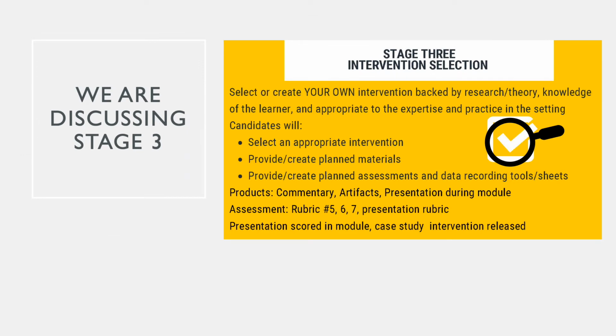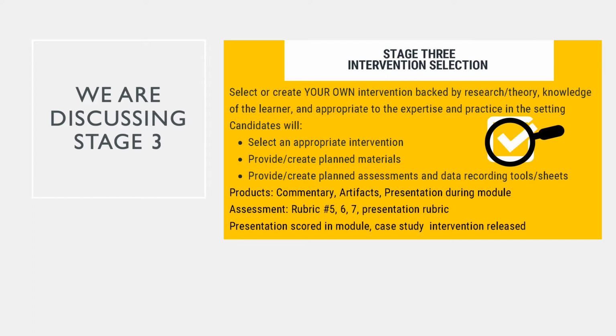So let's begin by reviewing that infographic that you can find on ReggieNet under EBP Documents. The section we're going to take a look at is for Stage 3, the intervention selection. We're going to talk a little bit more about the different items that you're going to include, but I want to draw your attention to the products that you will ultimately be submitting with Stage 3.